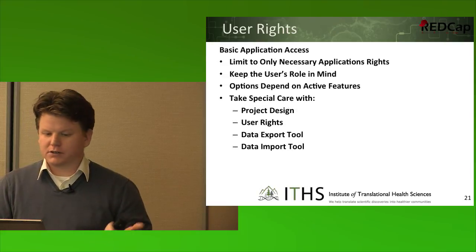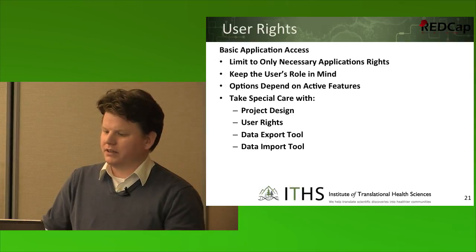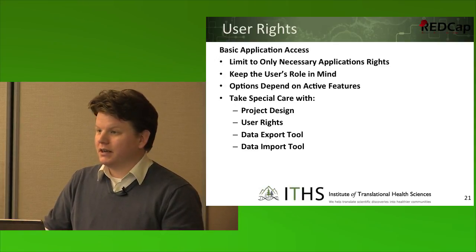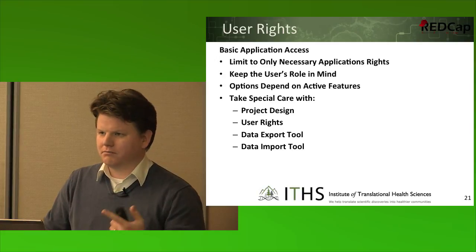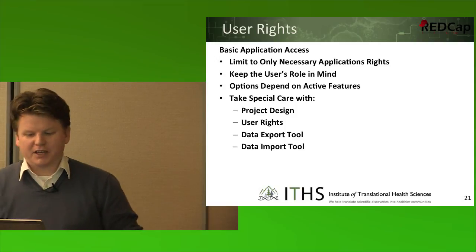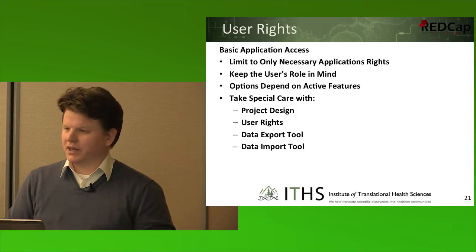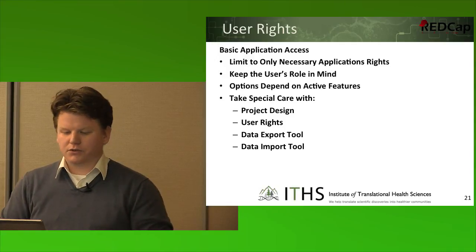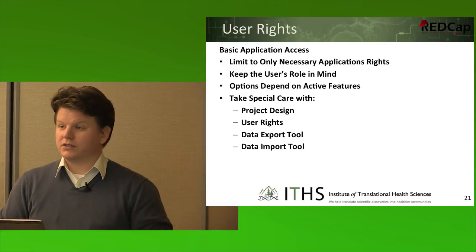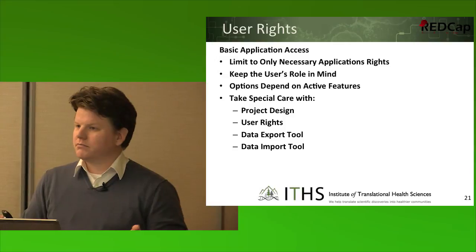So some best practices for basic application access. Limit people to only the rights they need, not the ones they might want. That's just common sense, but I mention it because not everybody uses that common sense. Keep somebody's role in mind, so if you're only expecting somebody to do data entry, only give them the things they need to do data entry. Options depend on active features. For instance, if you're not using randomization, why would you give somebody randomization rights, right?